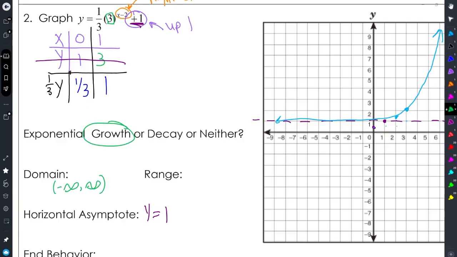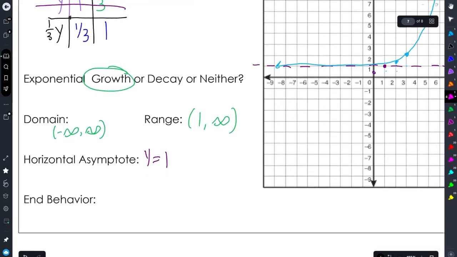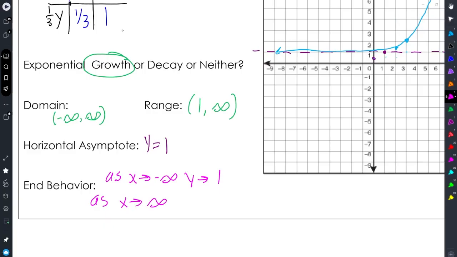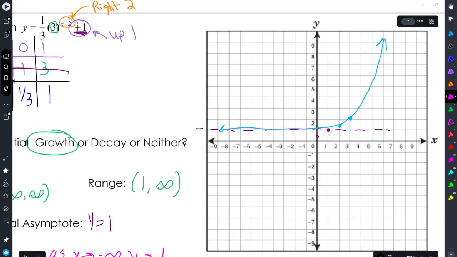Now the range. Yesterday, the range was always 0, comma infinity or -infinity, comma 0. But now we have a k value, and this one is going to move everything up 1. So 1, comma infinity is the range. And then end behavior, look at the left side is getting closer to the asymptote. So as x approaches -infinity, y approaches the asymptote, which is 1. And as x approaches positive infinity, y approaches positive infinity because the right side is going up.